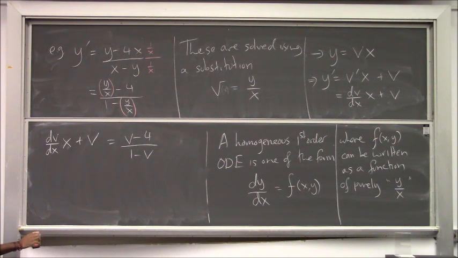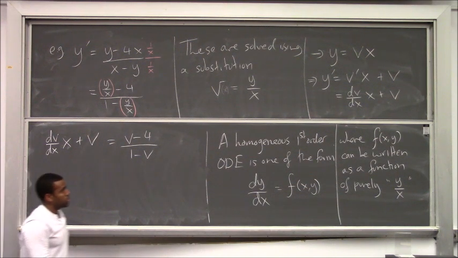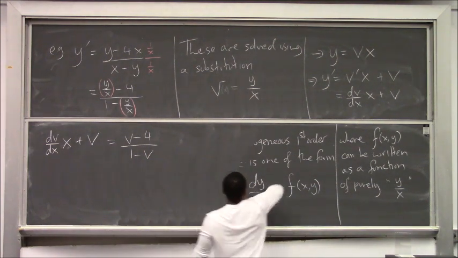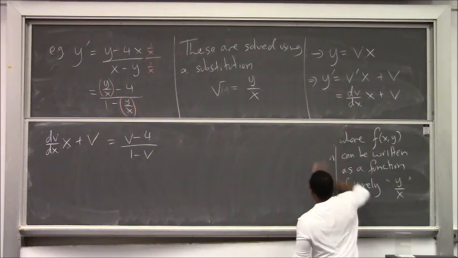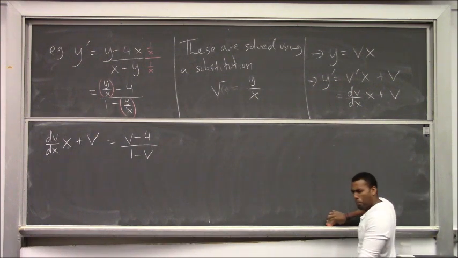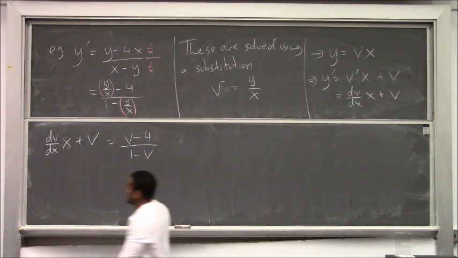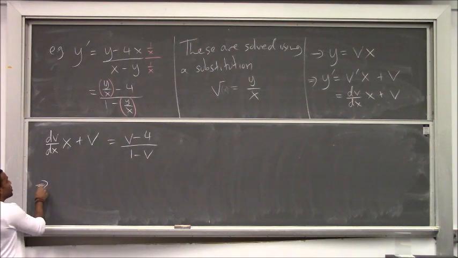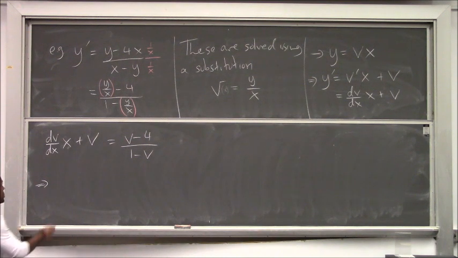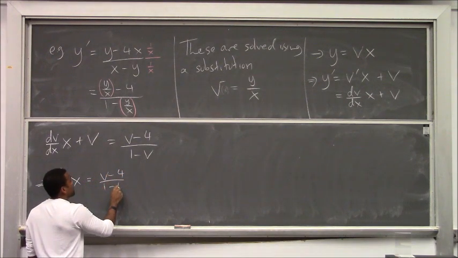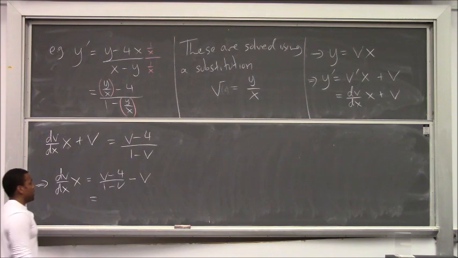Did someone say something? Now you can chime in. Does anyone notice anything about this new equation here? It's separable. What do you mean? Coincidence? Is that a coincidence? It is separable. I can actually separate the equations here. What is that going to look like? x times dv/dx equals (v minus 4) over (1 minus v), all minus v. Okay, what can I do here?